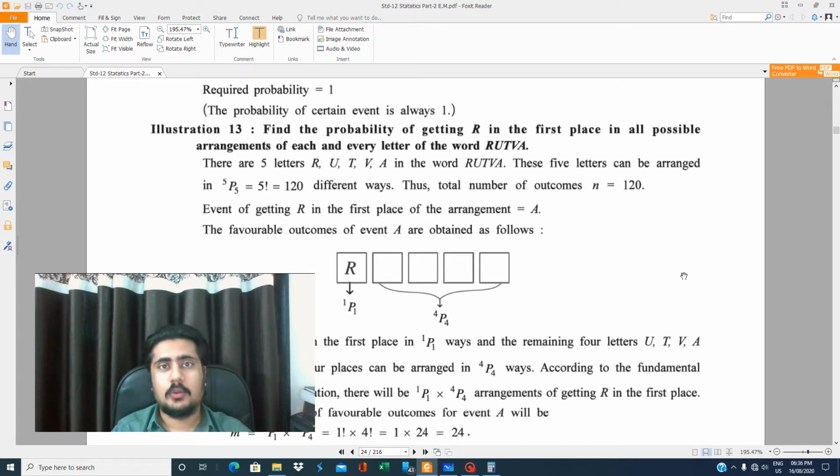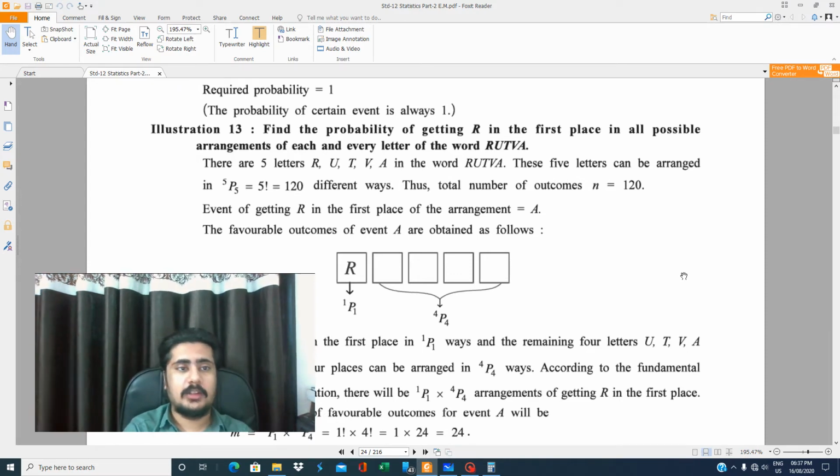My name is Yogesh, and we are doing Statistics Standard 12, Part 2, Chapter number 1, Probability. This is my 13th lecture, and you have to see all the previous lectures to watch this lecture because everything is in a sequence, in a link. We have so far completed illustration 11, 12, and 5 sums from exercise 1.2.